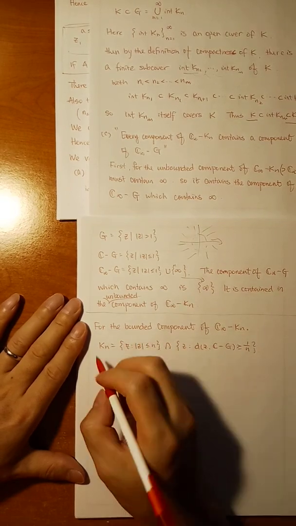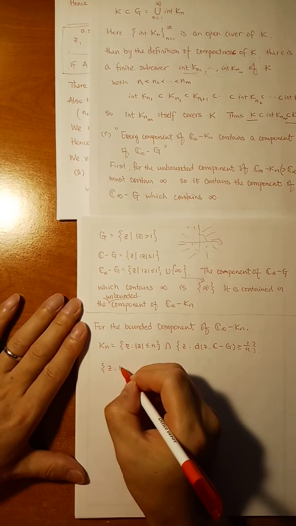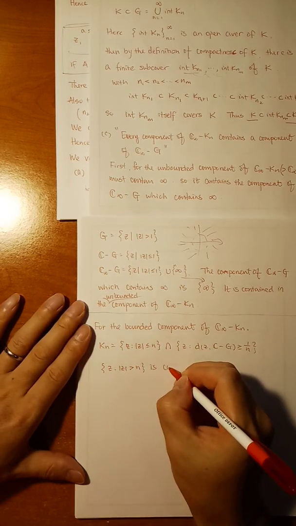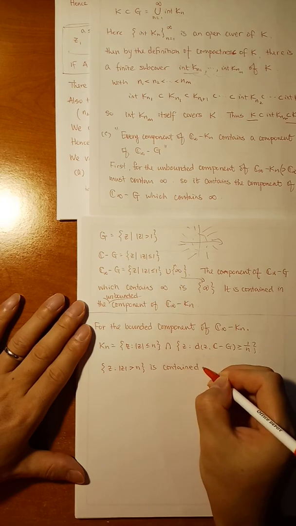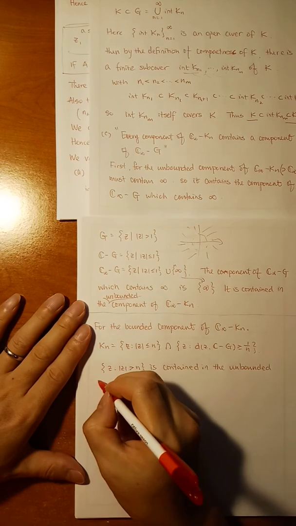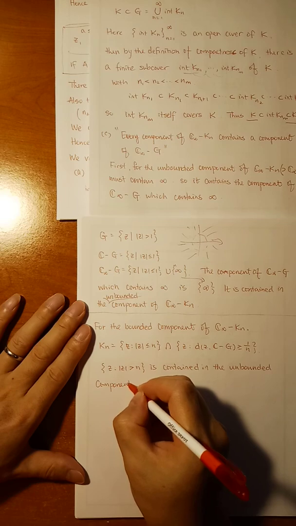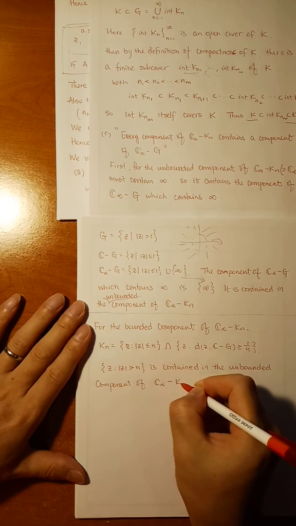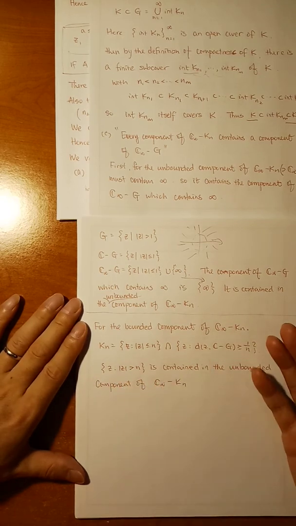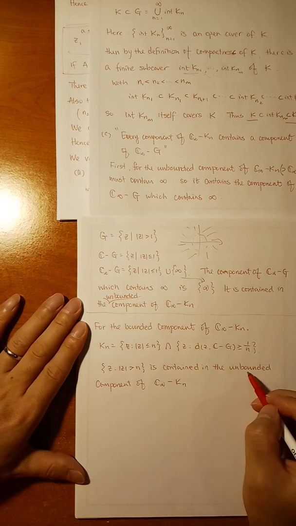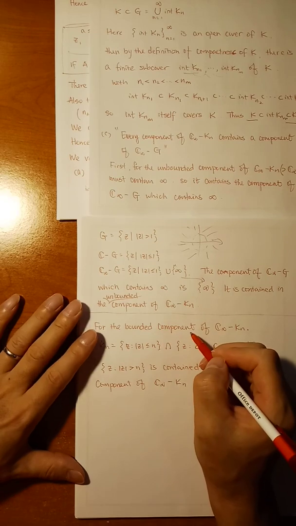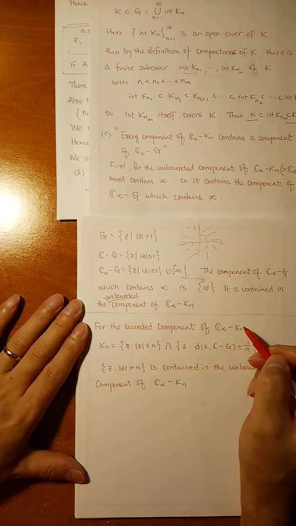So this set is contained in the unbounded component of C infinity minus Kn. It's not inside the Kn, so it's in the complement. And it is unbounded and connected, so it is in the unbounded component of C infinity minus K. And now we're talking about the bounded component of C infinity minus K.